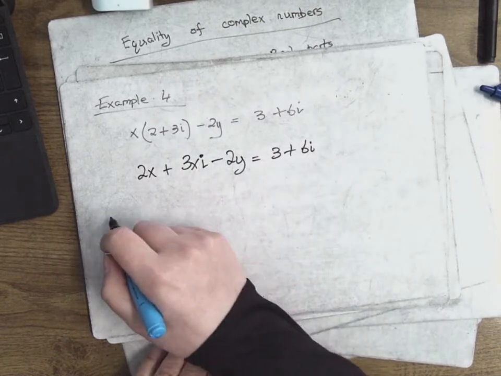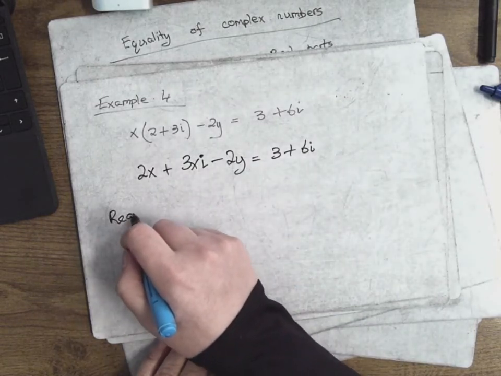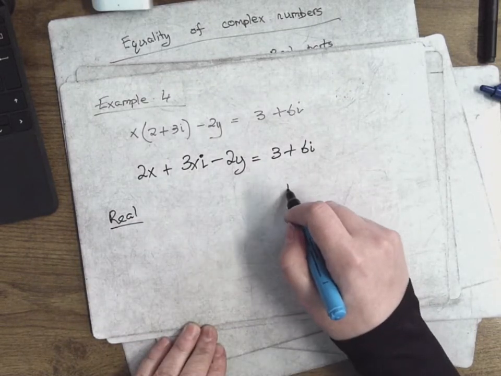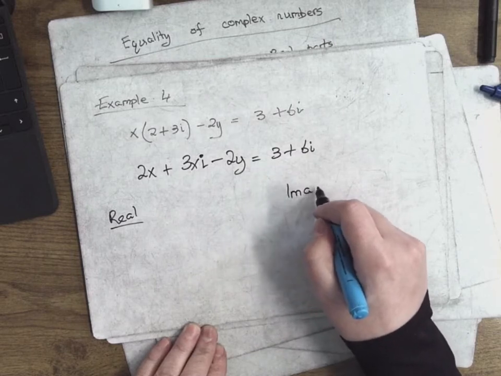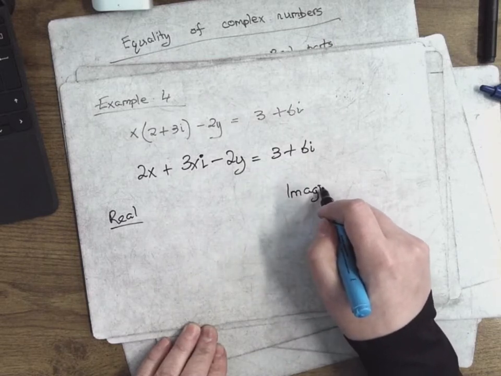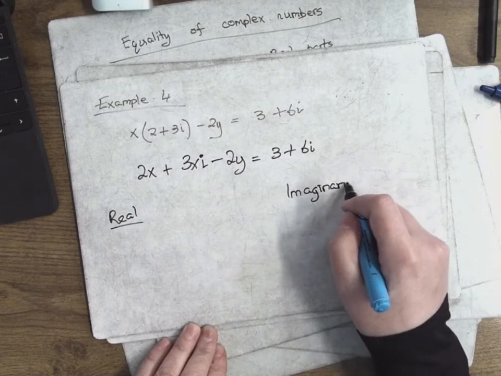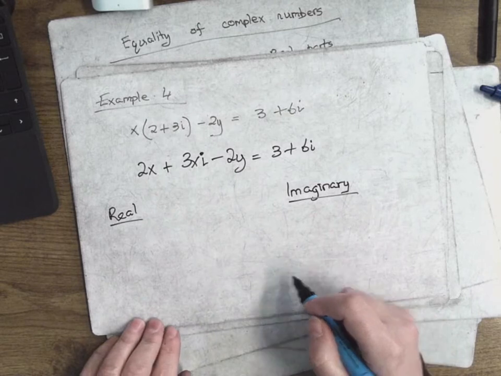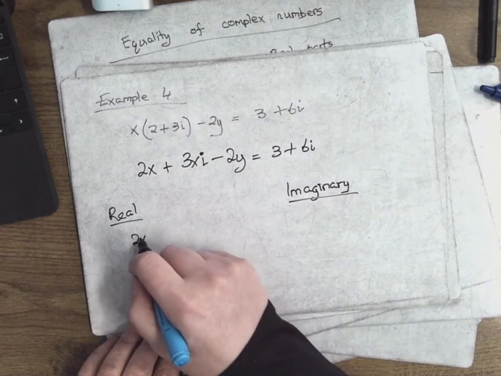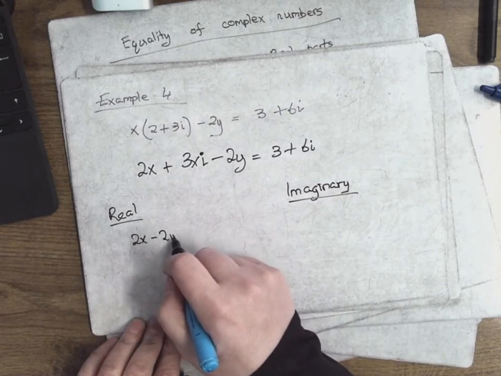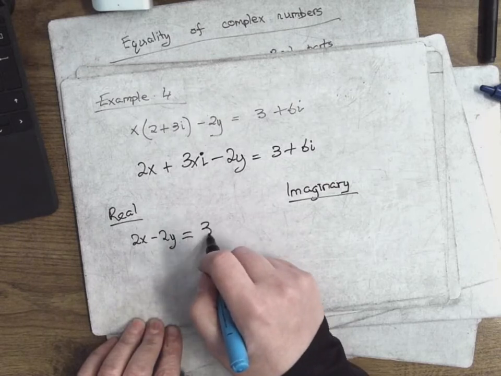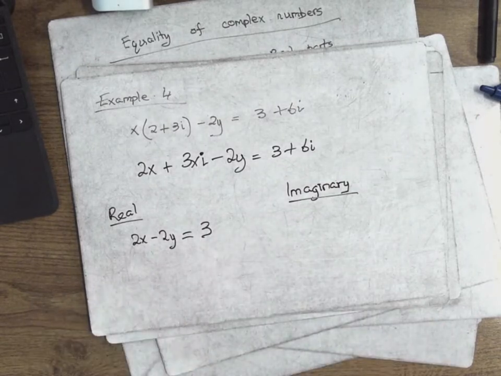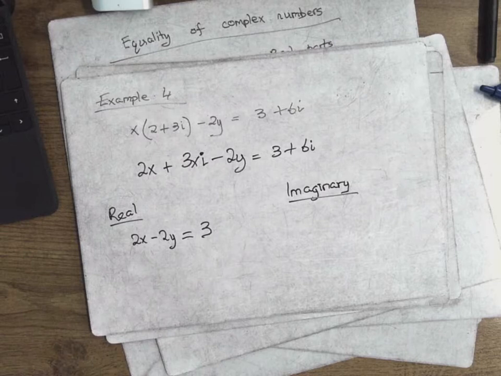Okay, so I'm ready for my real bits now and my imaginary bits. Pick out the real bits please. 2x minus 2y equals 3. Now I can't solve that. Why can't I solve that? Because there's an x and there's a y, so I can't do anything with that, so I have to leave it for a minute.